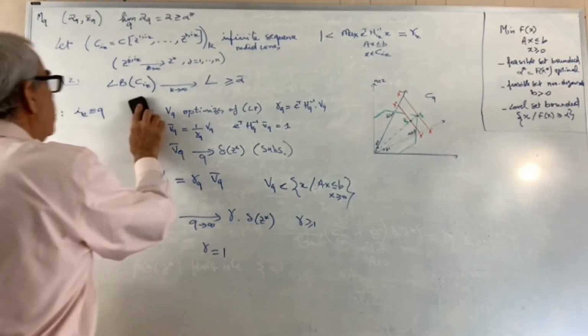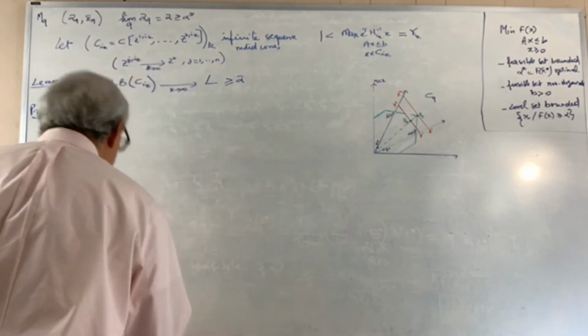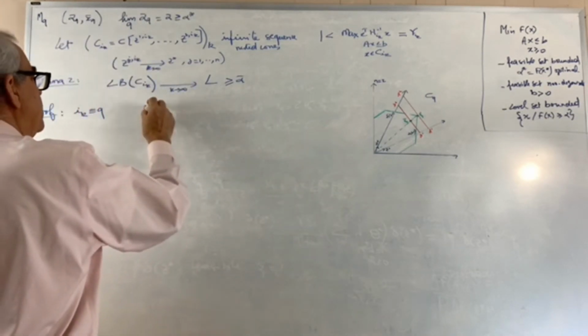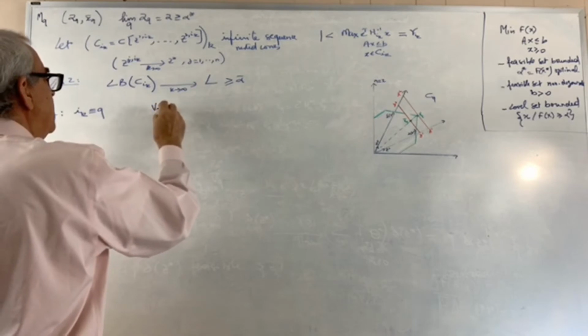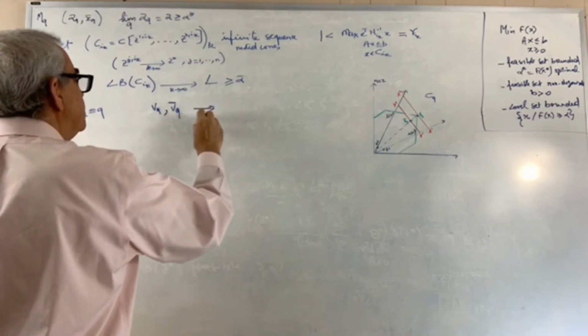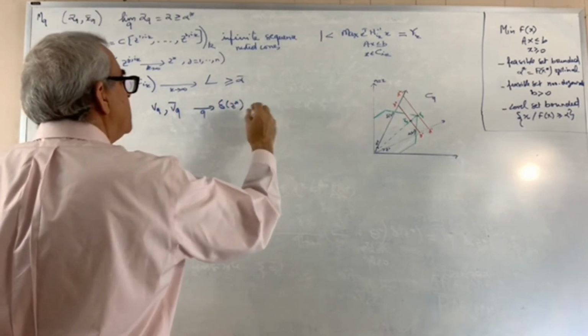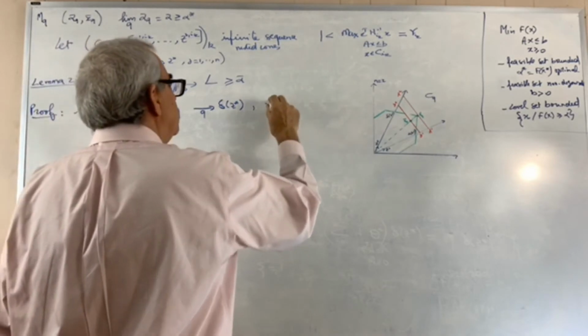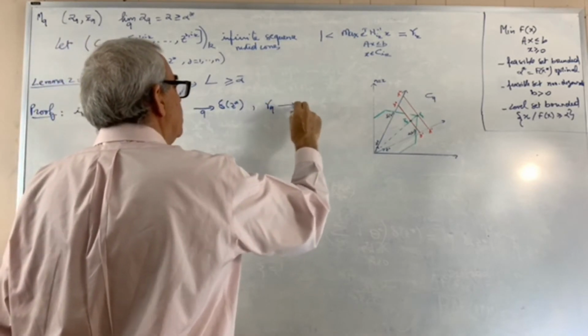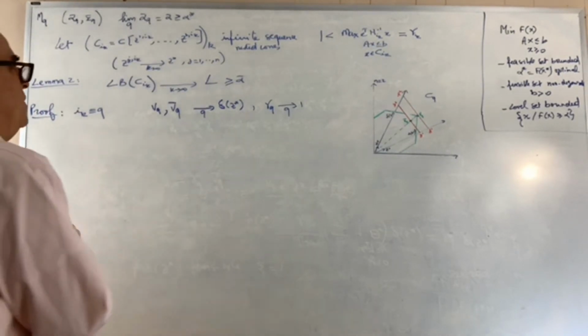Okay, so far we have shown that v_q and V bar q both converge to delta of z star, and also gamma q converges to 1. Okay. Now, let's look at the lower bound now.